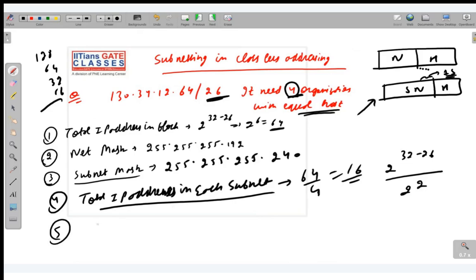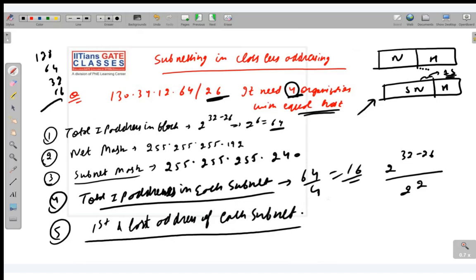Okay, so now a very important question: first and last address of each subnet. That is very simple, so now you can easily calculate it. How will we do it? Let me jump to the next slide and then I will tell you. Take the snapshot. Answer.